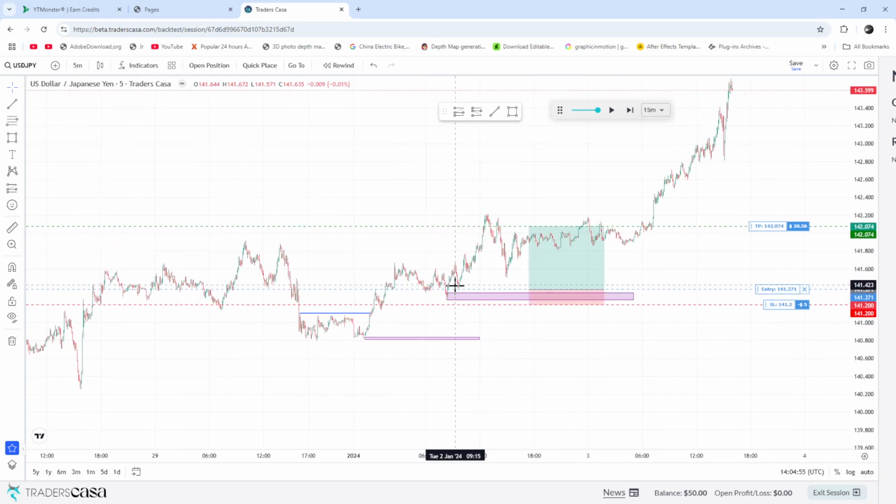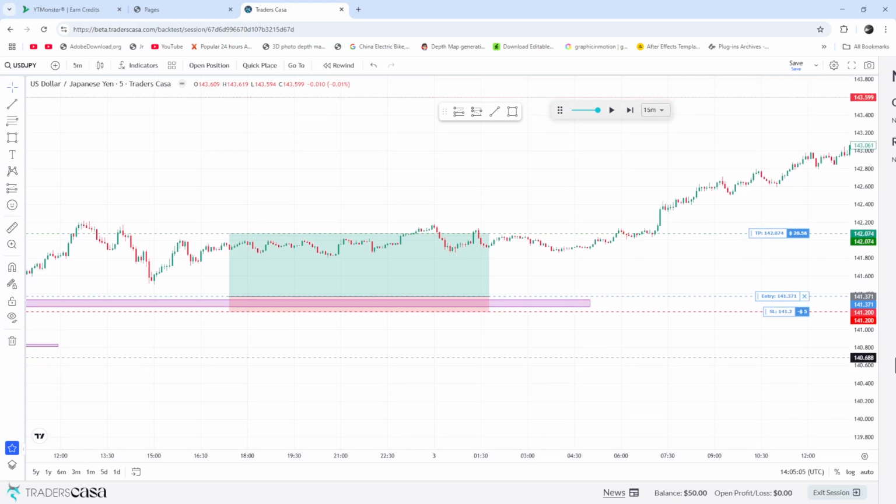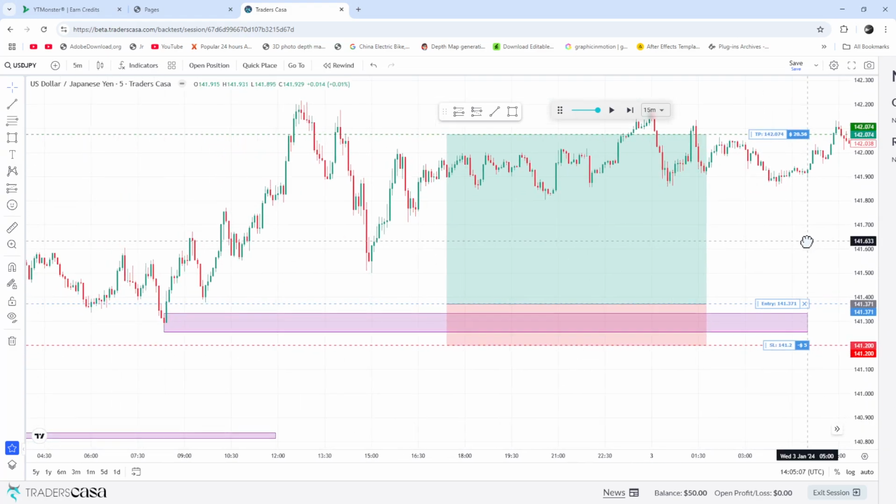What the market did after breaking this previous high was come back to this zone, which I believe maybe was the supply zone. As you can see, we have a demand zone. As we can see, we had a fair value gap here, so the market just came to fill that, then moved away.